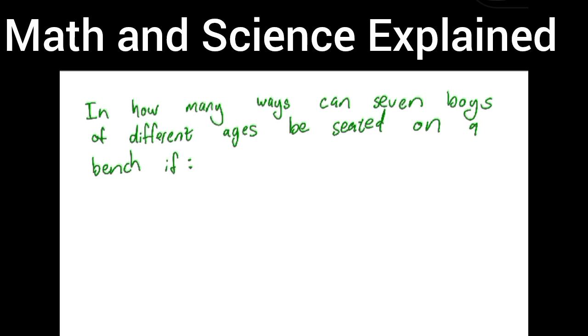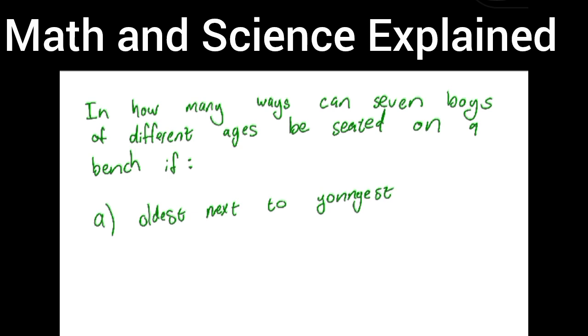In how many ways can 7 boys of different ages be seated on a bench if A, firstly, the oldest boy sits next to the youngest boy? So oldest boy must sit next to youngest boy. So oldest next to youngest. So how do we go about answering this?